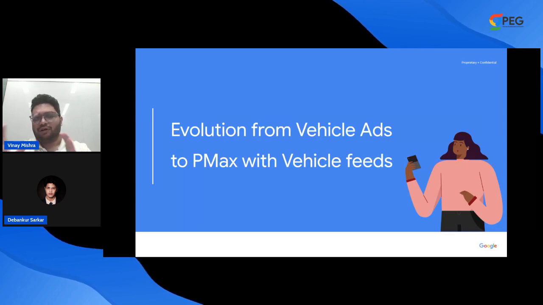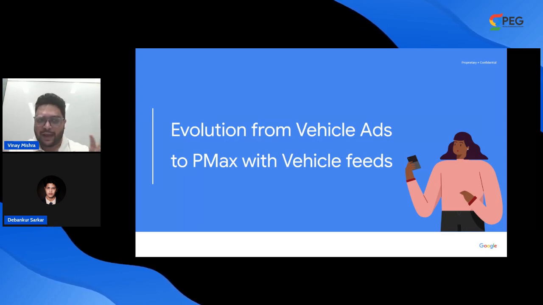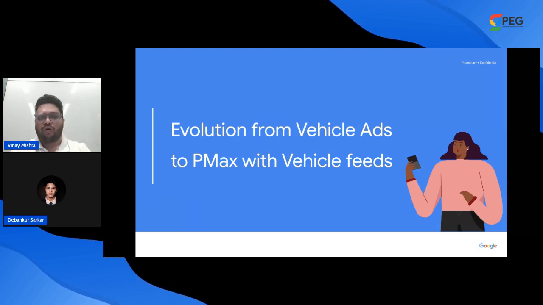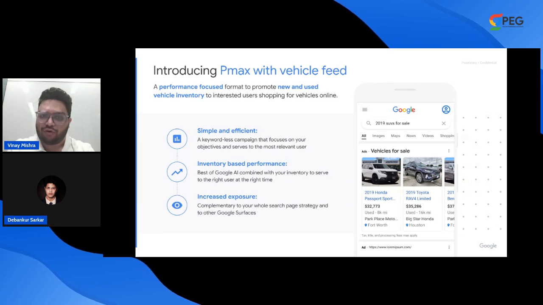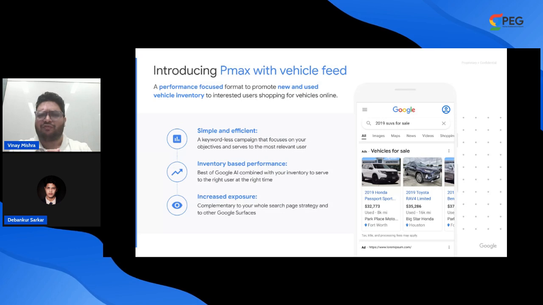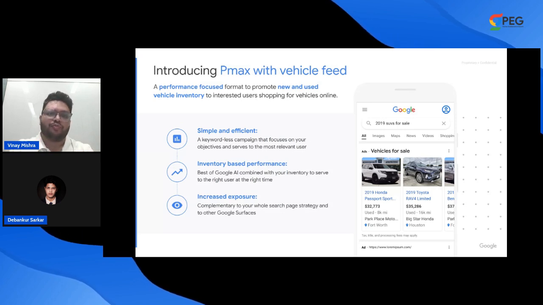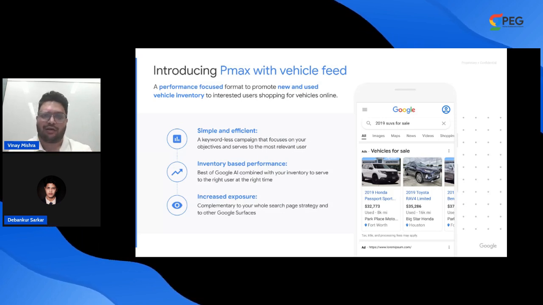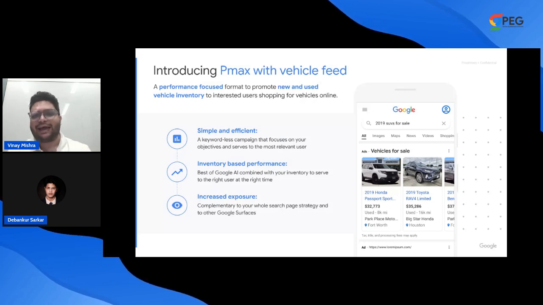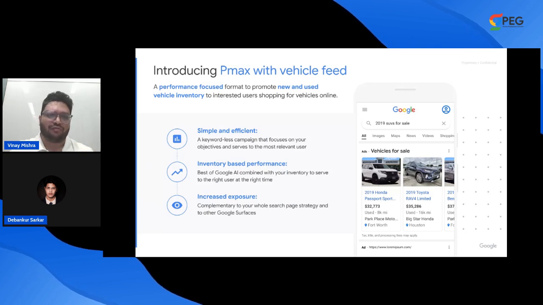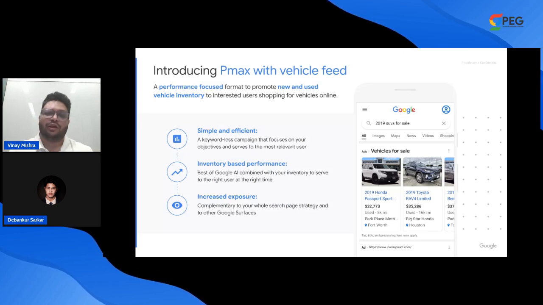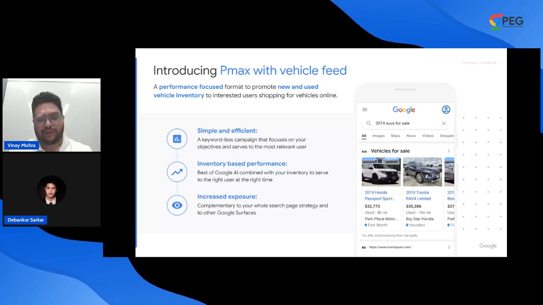Now, that's how the evolution from vehicle ads to the Performance Max campaign with vehicle feeds has come into the picture. We'll be talking a lot more about why we are introducing the Performance Max campaign with vehicle feed, which is a performance-focused format to promote new and used vehicle inventory to potential customers. It has been developed to be a simple and efficient way for you to surface your vehicle inventory to the right customer and increase your exposure on the search page.